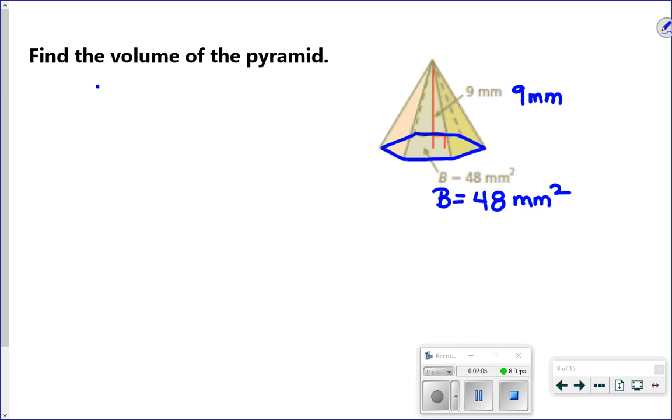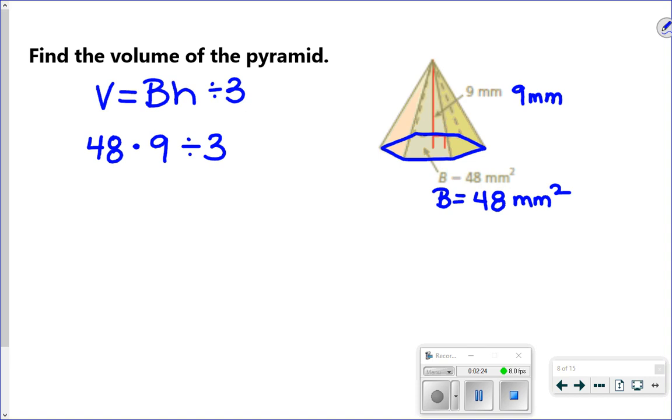So here's our generic formula. Area of the base, that's that capital B, times height divided by 3. And if the base is anything besides a rectangle or a triangle, they'll tell you the area of the base. So area of the base on this pyramid was 48. They told us that. And then they told us the height was 9. And then because it's a pyramid, we have to divide by 3. So once we multiply that out and we divide, we get 144 millimeters cubed. Volume is always in cubic units, just like we saw for our prisms. So we need to make sure we have that little 3 on our answer.